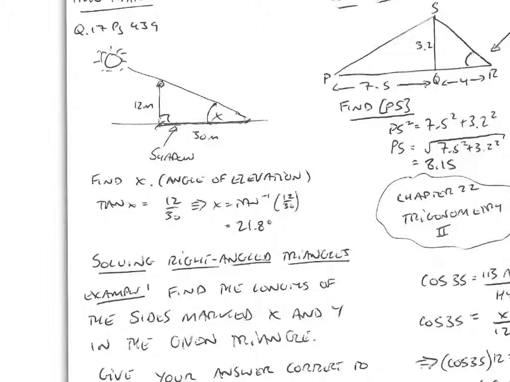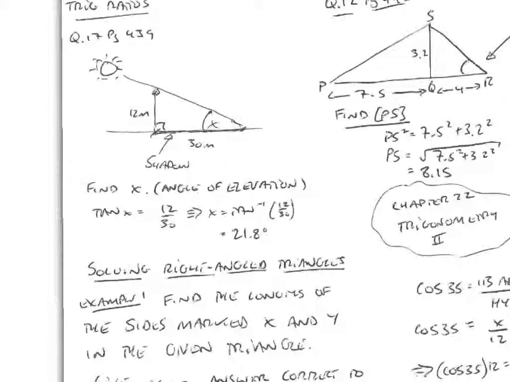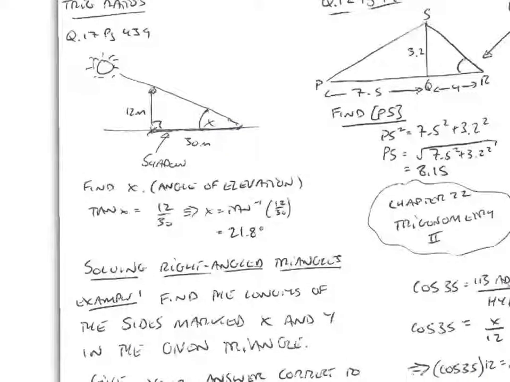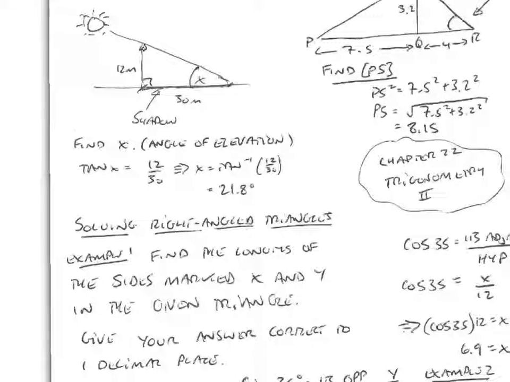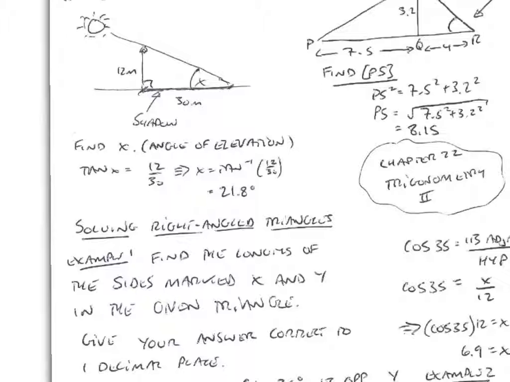Okay, let's look at a question from using trigonometric ratios, question 17, page 439. Here is a mast. It's 12 meters high. The sun shining on the mast casts a shadow that's 30 meters long. We're asked to find x. X is actually known as the angle of elevation.